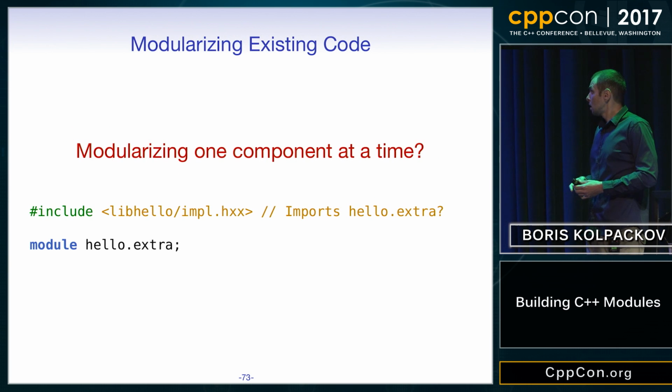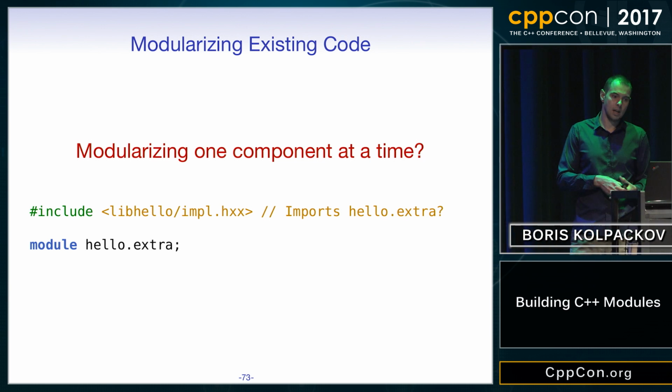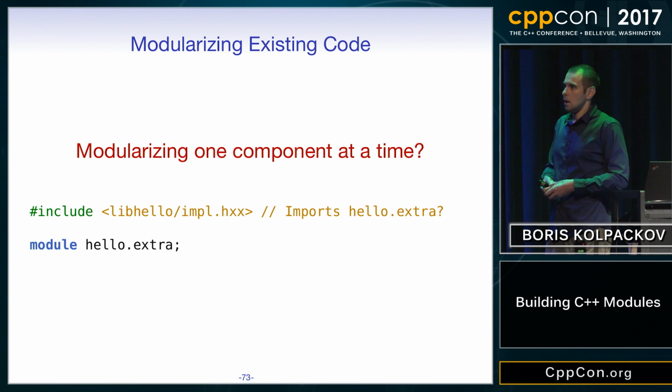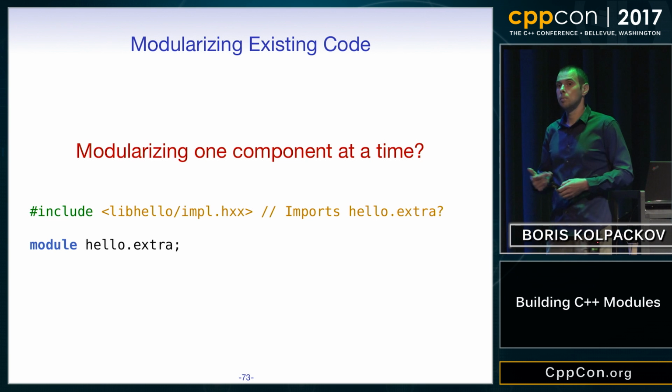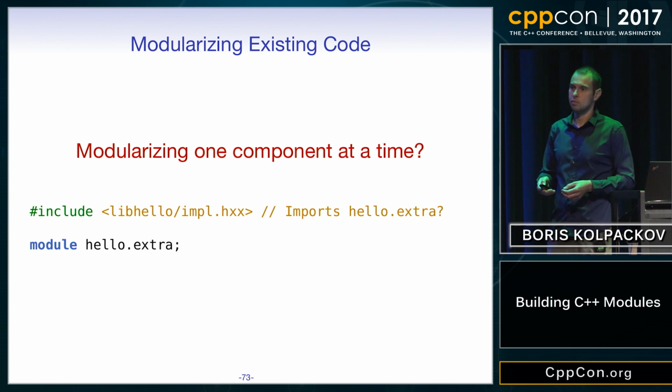Right? Now, it would be nice to be able to modularize one header, one module at a time. Again, this does not work very well if you are still using includes. Sometimes you'll end up with bizarre situations like you include a header that imports a module in its own implementation unit. So none of the implementations currently handle this gracefully.